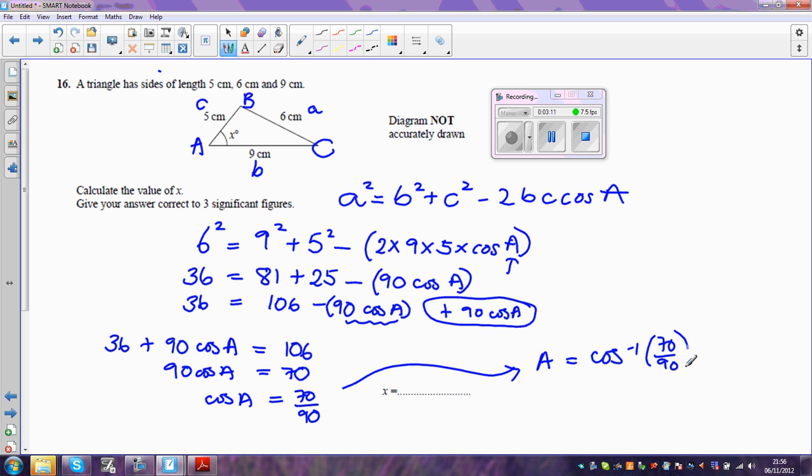Obviously, I could think of that as 7/9, and if I put that into my calculator, I end up with 38.942, and so on. If I round that to 3 significant figures, that angle A, which is actually angle X, is 38.9 degrees.